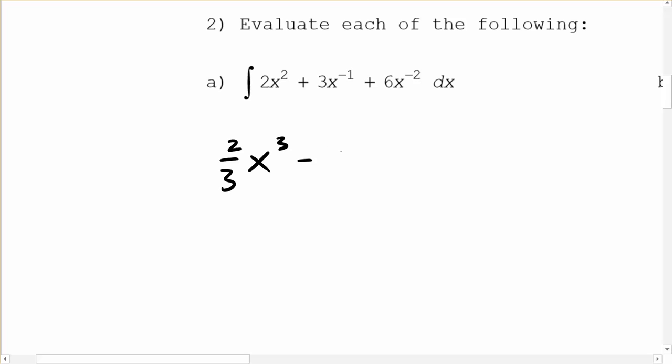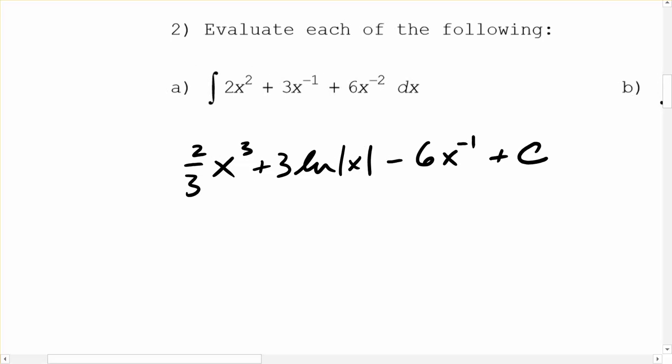Negative what? ln 3. Oh, it's just ln. No, hold on. It's going to be 3 ln, make it absolute value of x, minus 6x to the what power? 6x to the plus. You need to have that plus c on there. You'd lose a piece of a point.